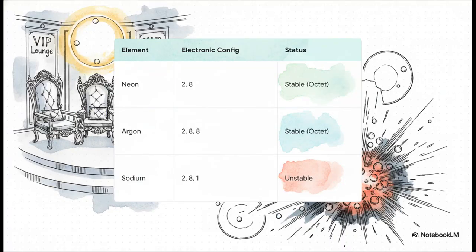When you compare them, it's like two different worlds. On one hand, you've got the perfectly content noble gases, like neon and argon. They already have their 8 valence electrons, so they're totally unreactive. They're basically the VIPs of the periodic table. But everyone else, they're fundamentally unstable, constantly scrambling to copy that exact electronic configuration. They just desperately want that stability.